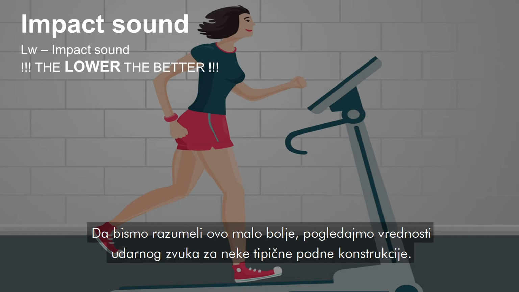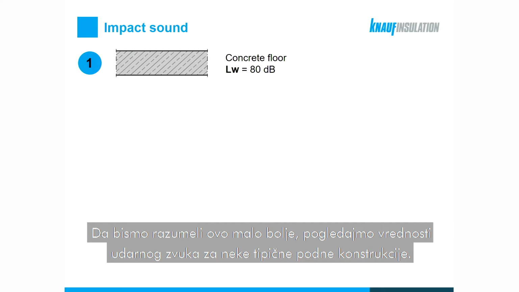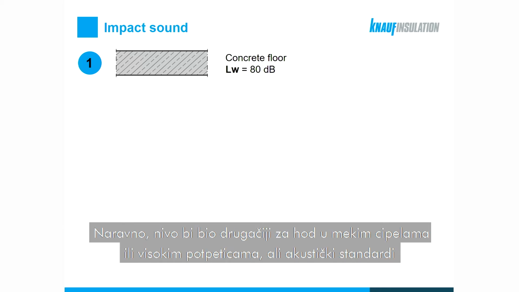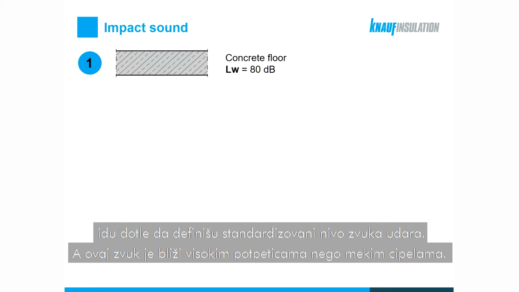To put things again into perspective and to understand this a bit better, let's take a look at the value for impact sound for some typical floor constructions. If we have a simple concrete floor, we could expect the noise level of around 80 decibels when someone is walking on such a structure above our heads. Of course, this level will be very different if someone walks with soft shoes or high heels, but in this case acoustic standards go so far that they define the standard level of impact sound, and such standard level is closer to the high heels than to the soft shoes.